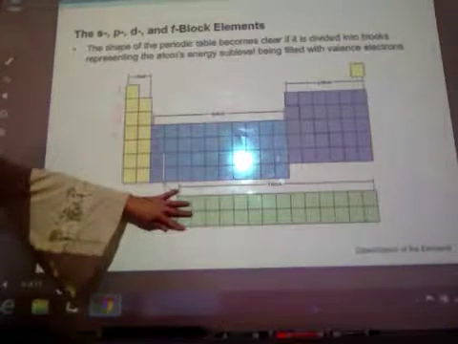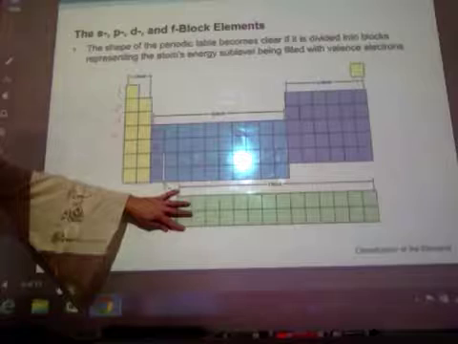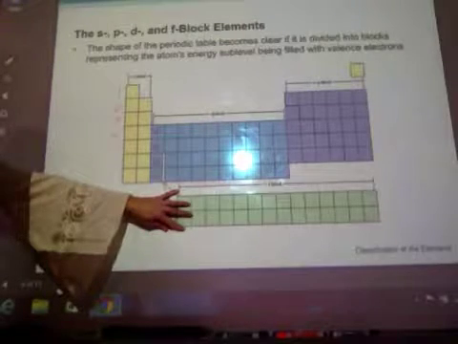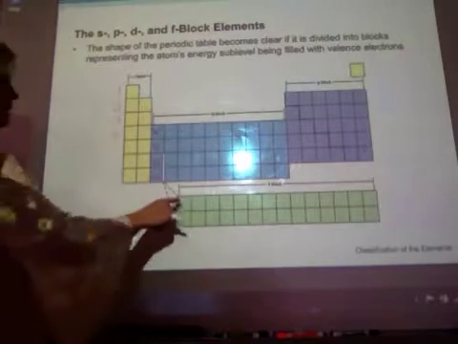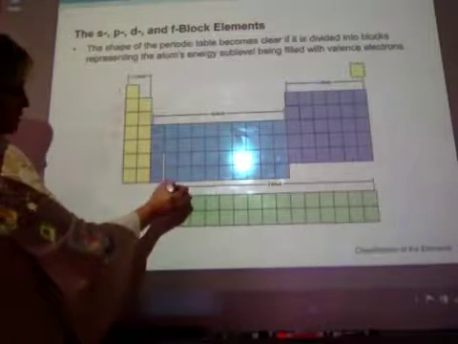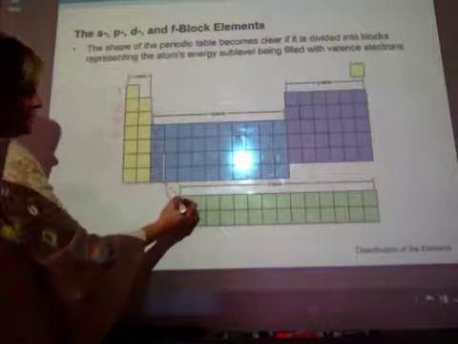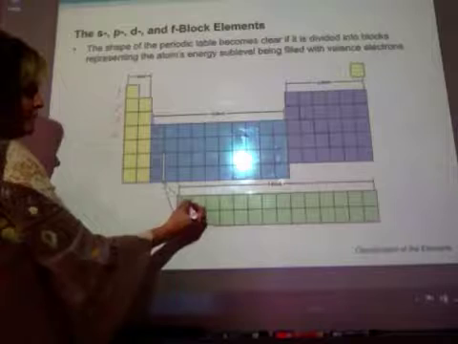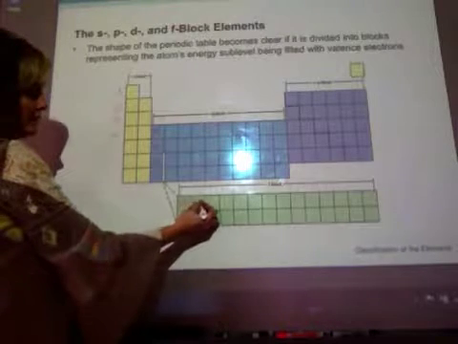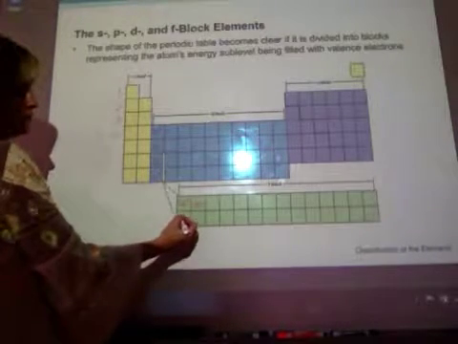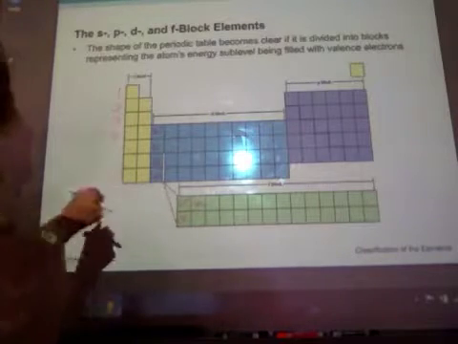Down here I have my f blocks. How many electrons in f? 14. And here again, now I'm going to subtract. This is your 4f1, 4f2, and so on, so you only have 2 rows. You have 4fs and 5fs.